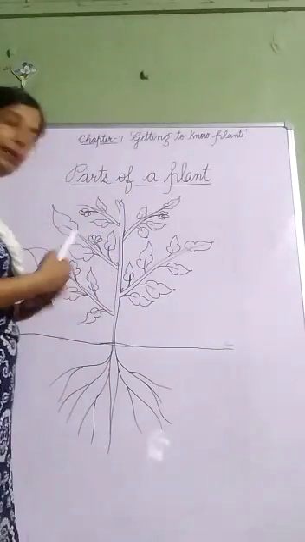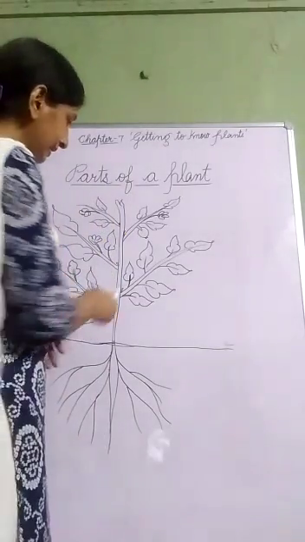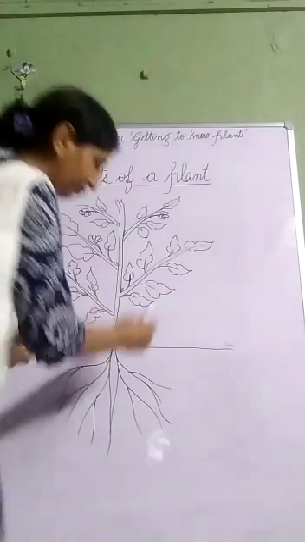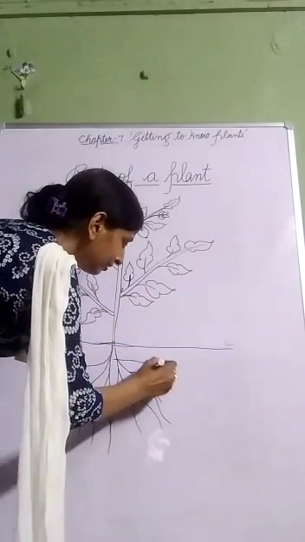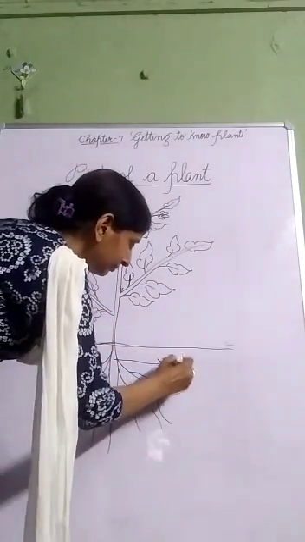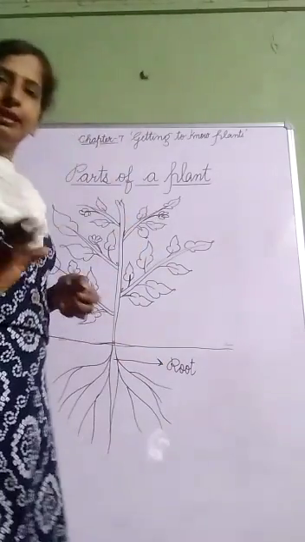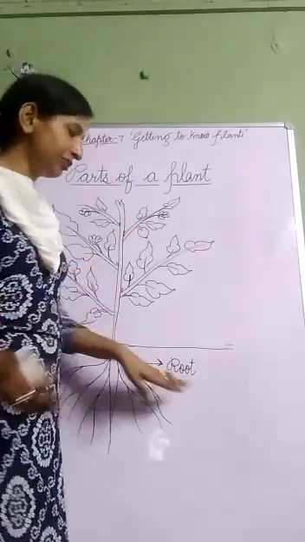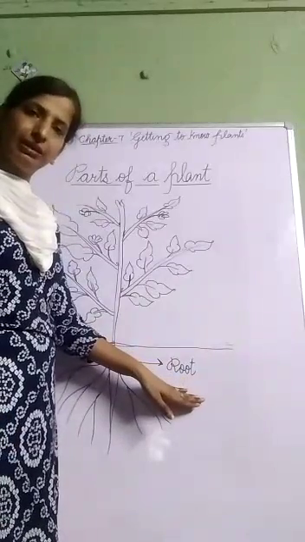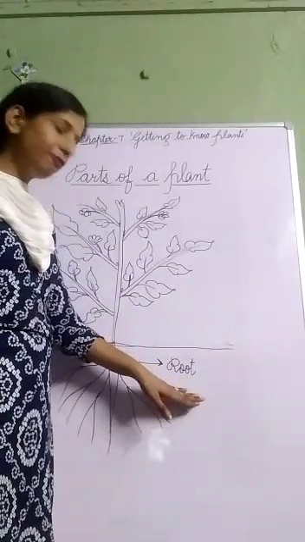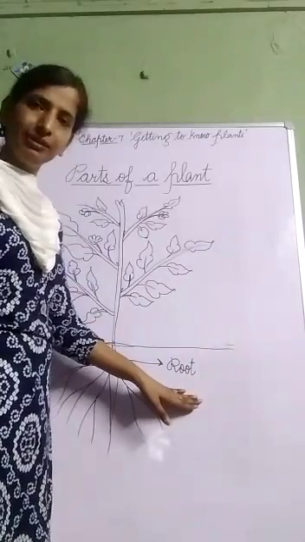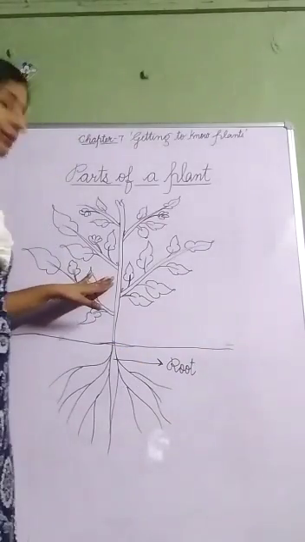Now come to the next important part of the plant, that is stem. Right? So we have discussed root. I hope now it is clear to everyone what is the function of root: to absorb water and minerals from the soil and to fix the plant firmly in the soil. Now let's see the stem.